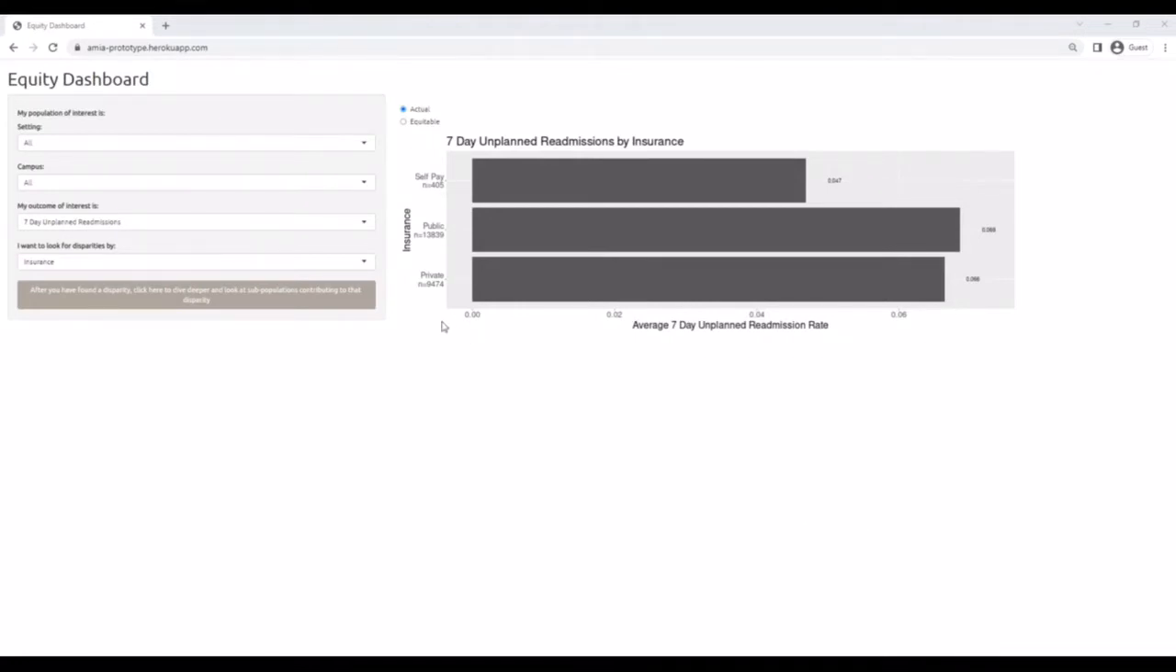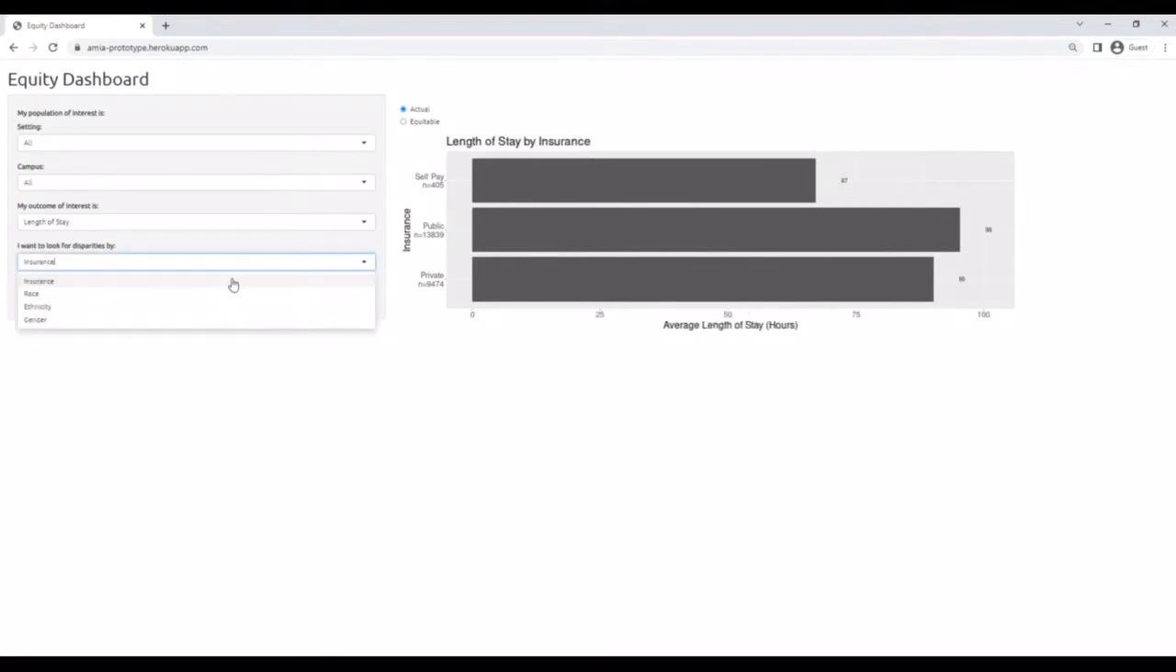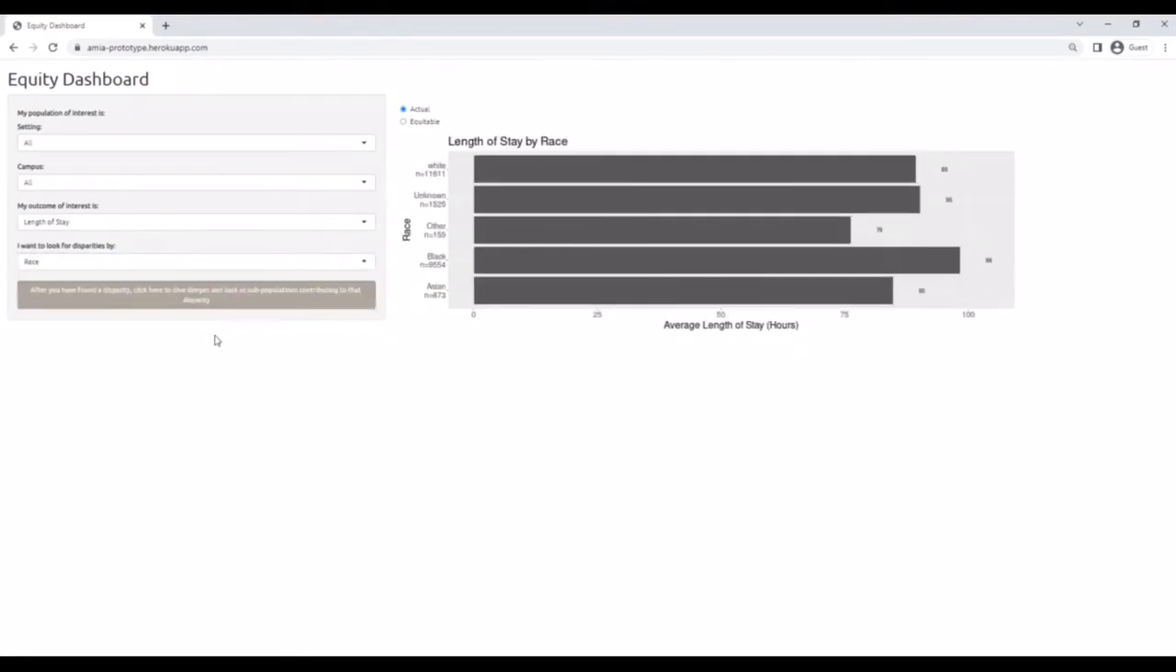That's where our dashboard comes in. Upon opening it, we'll first select the setting and campus of our target population. We can then choose the outcome and social determinant of health for which we are interested in finding a disparity, in this case, length of stay by race. The dashboard then uses this information along with the patient data itself to generate a comprehensive graph with the average length of stay separated into racial groups.